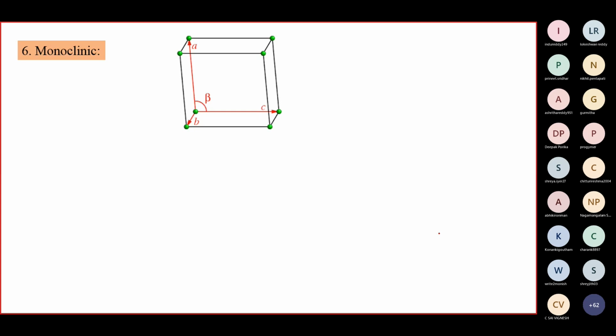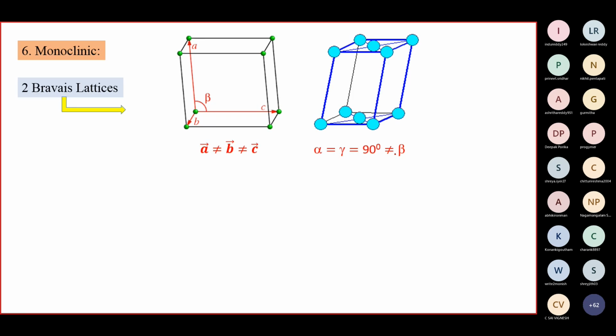Then we have monoclinic. Monoclinic is where A, B, C are not equal to each other. Alpha equal to gamma equal to 90 degrees, but not equal to beta. Beta is different from 90. That means it is tilted in one direction. First of all, the basis vectors are not equal to each other. Then it is tilted in one direction. And it has two Bravais lattices. One is the simple, another is base centered, or end centered.